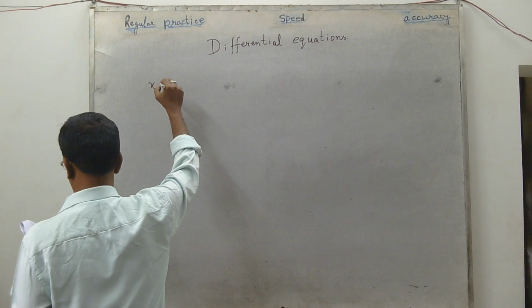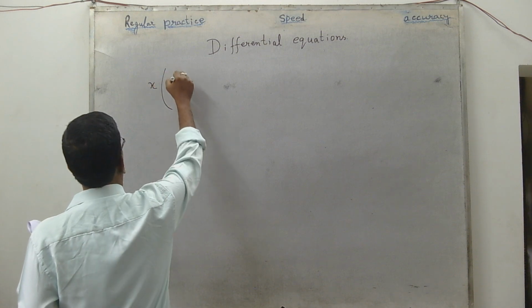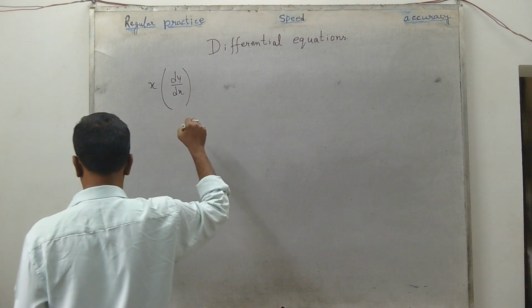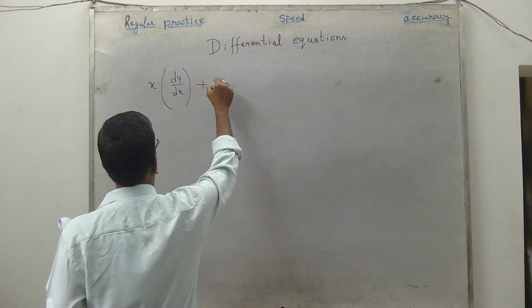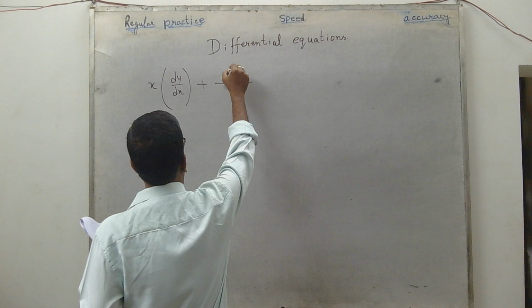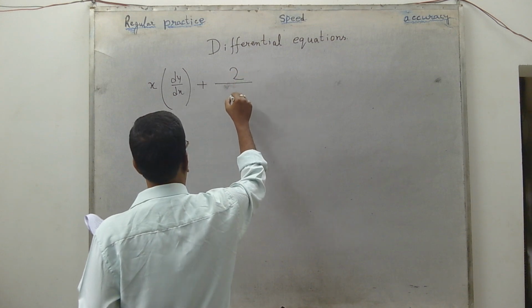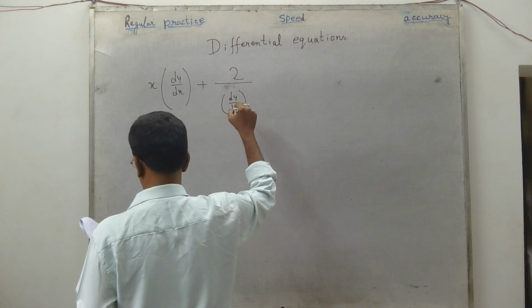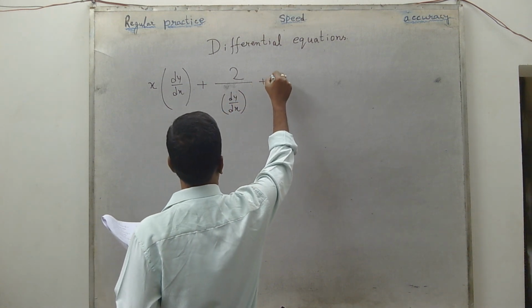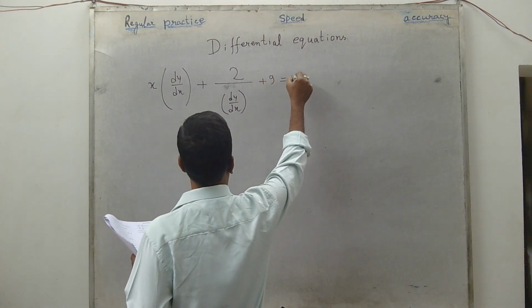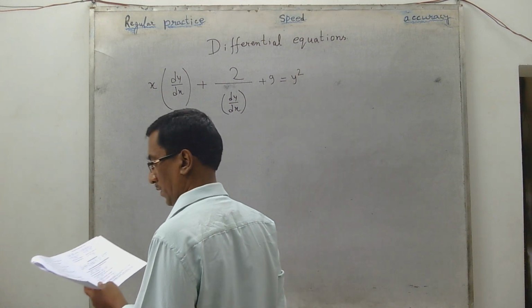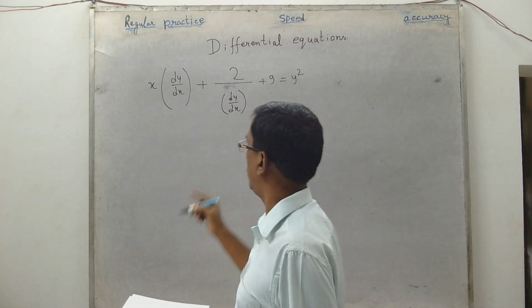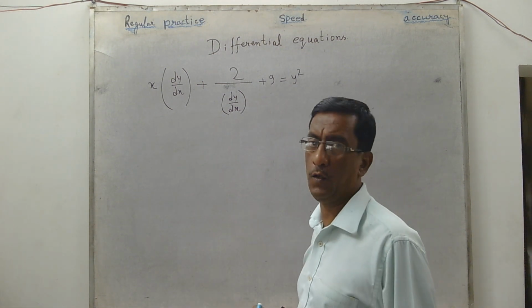x dy by dx plus 2 by dy by dx plus 9 equal to y square. Now this is not in standard form, so we multiply this equation by dy by dx.